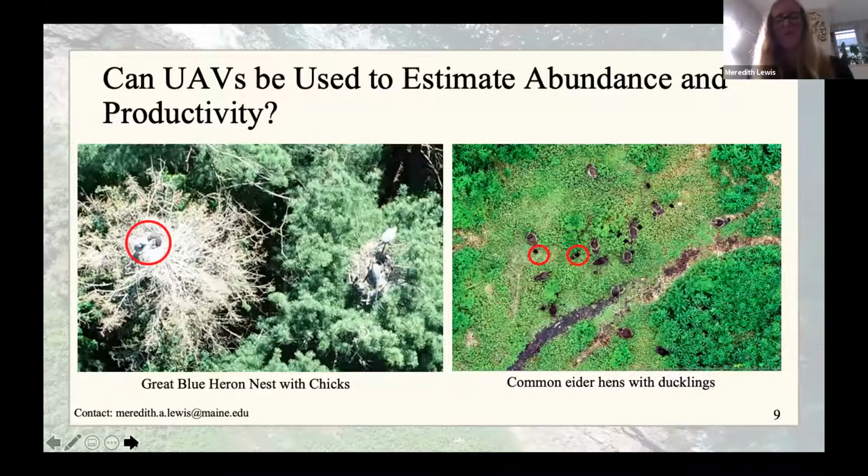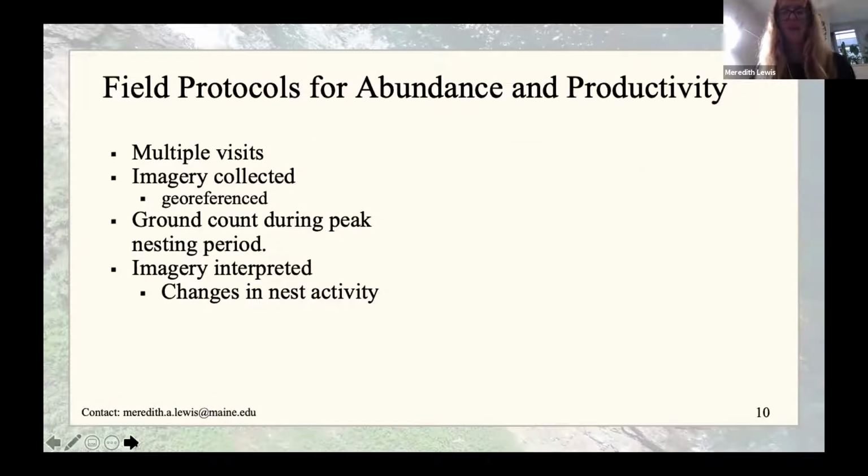So now that I've gone over some of our behavioral protocols, we also wondered whether or not we could use UAVs to determine productivity estimates for colonies where we don't necessarily walk through and check each nest for eggs, in particular looking at great blue herons. So with abundance, you imagine going to a UAV colony and capturing a set of overlapping images, mosaicing them together, and then interpreting the entire colony, and you have that snapshot of how many birds are nesting in the colony at one time. For productivity estimates, essentially, it's a very similar process.